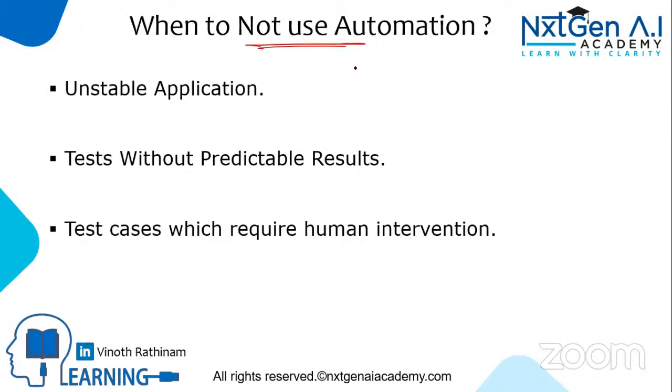And when not to use automation: first, when the application is unstable. For instance, the simple IRCTC website, and so many times. For example, if there are banking projects, every night they will restart their server. Some batch process will happen. So after that, the application will be very slow, dead slow. Even if you do it manually, it may not work. So at that time, going with the automation tool may not be a good idea. That's what we call an unstable application. And tests without predictable results.